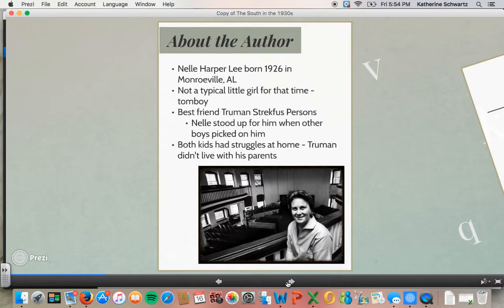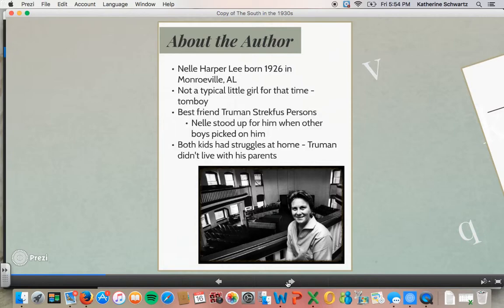Her real name is Nell Harper Lee. She was born in 1926 in Monroeville, Alabama. Our story also takes place in a small town in Alabama. She was not your typical little girl growing up in that time period. She was definitely a tomboy.